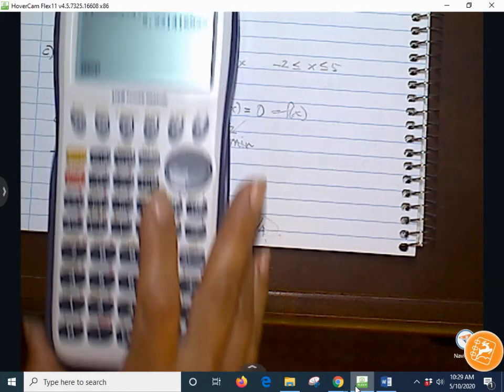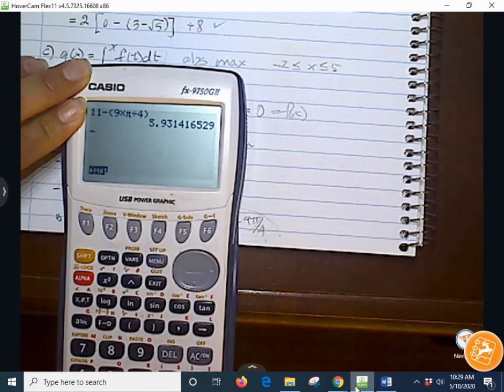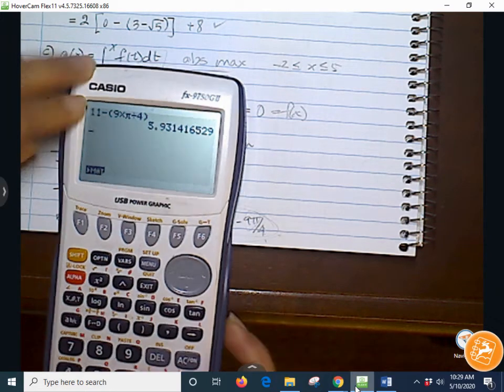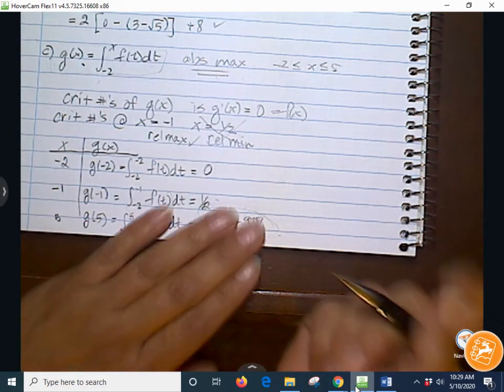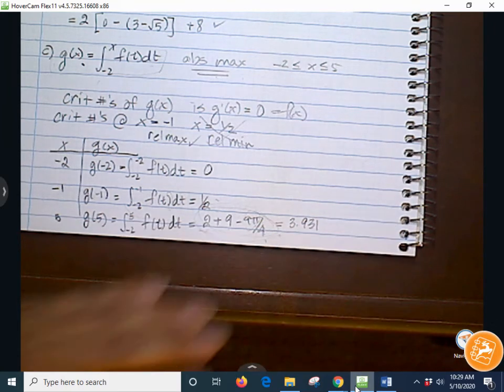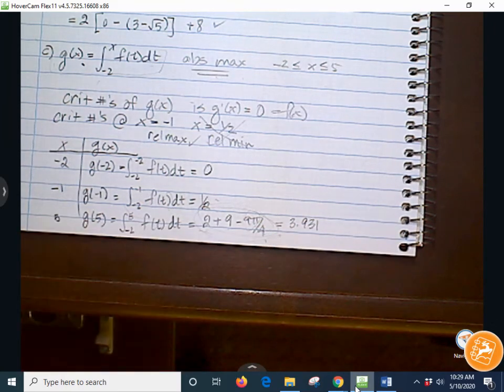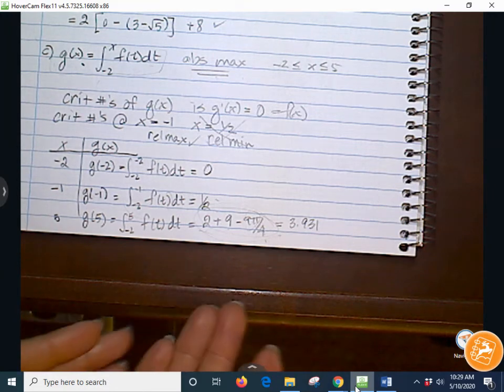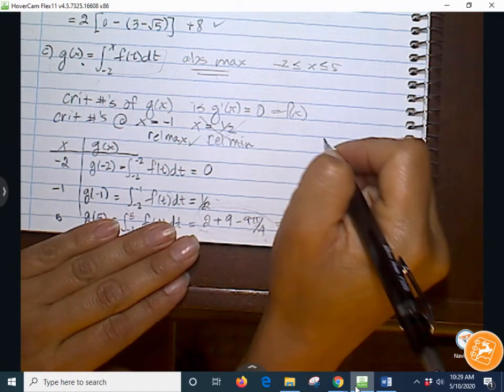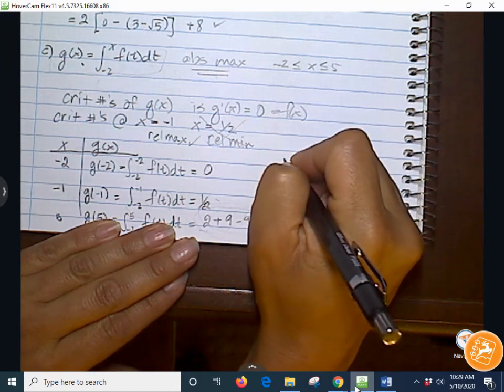And here it is. 11 minus 9 pi divided by 4 is that, which is equal to 3.931. All right. Now, of course, you don't leave your answer like this. You want to tell them that you know that that's the absolute max. So then I would say, okay, where's the question? Okay.